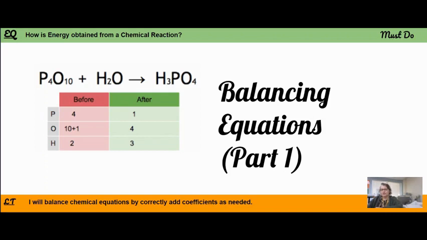Today we're going to talk about balancing equations. This is just part one of how to balance equations. And in this first part, we're just going to decide whether an equation is balanced or not.